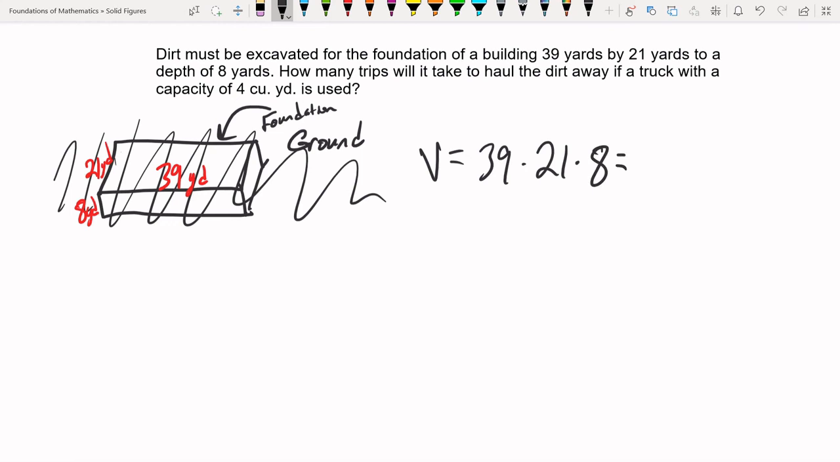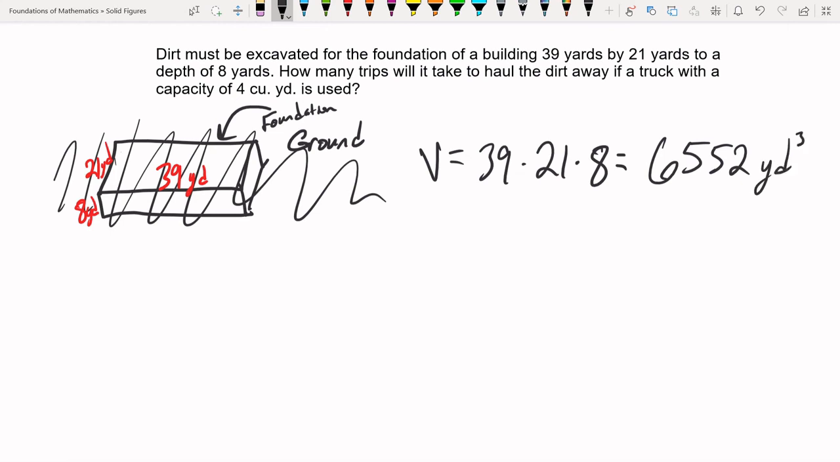It's the face of one of the rectangles, which is going to be 39 times 21, and then the distance between the two faces, which is 8 yards deep. Okay, 39 times 21 times 8 gives us 6,552, going to be cubic yards or yards cubed.